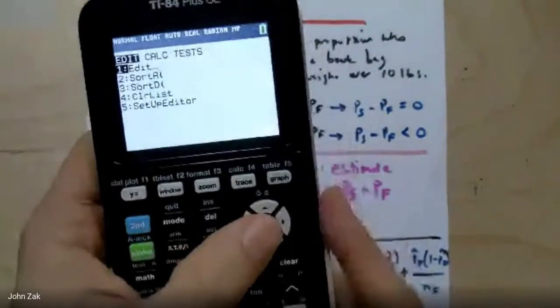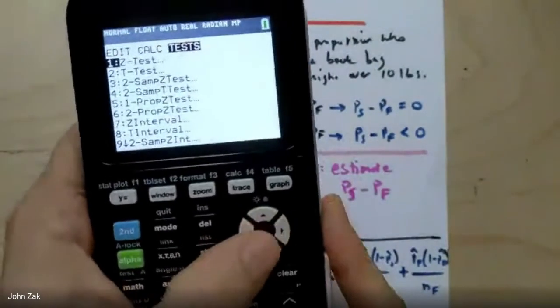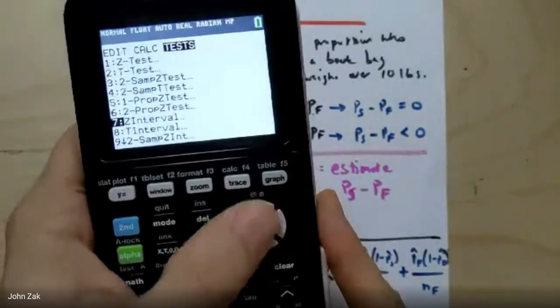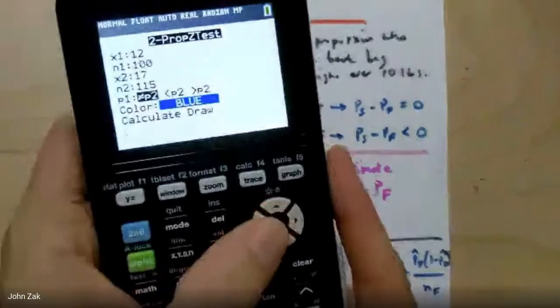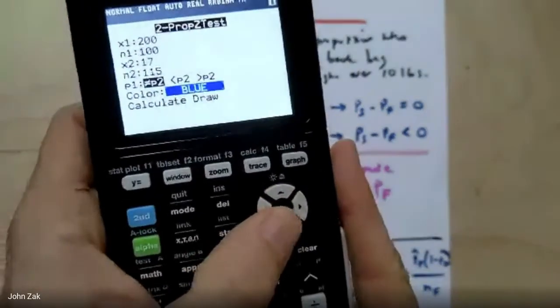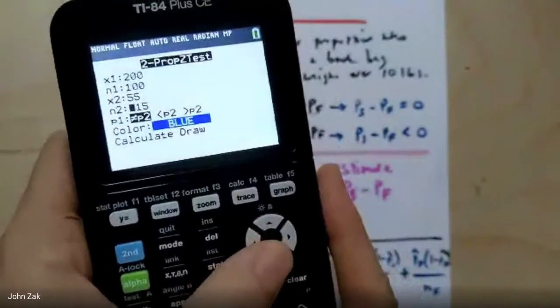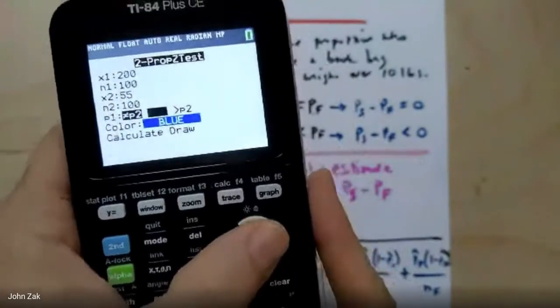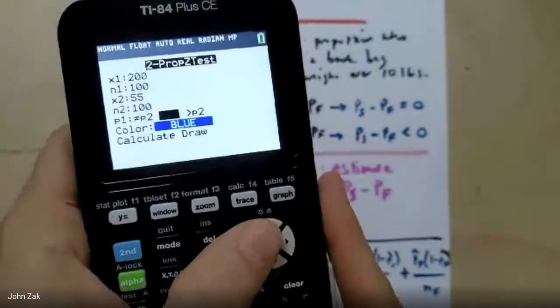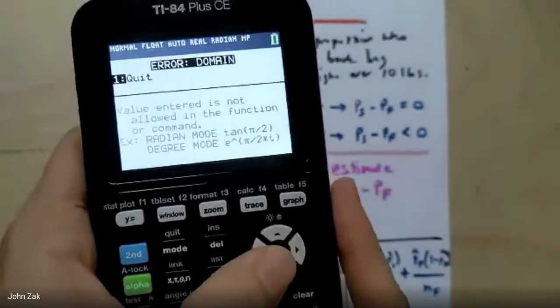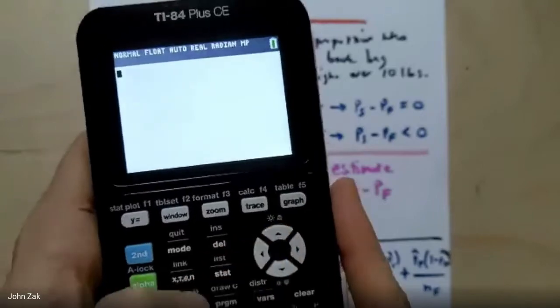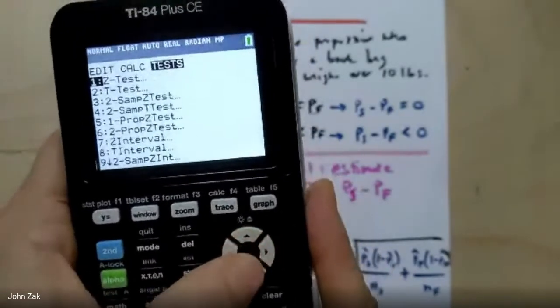So if I say I did a test first, I could go to test and I could go to 2 prop Z test, and I could put in these facts. So I had 20 out of 100 seniors, and then I had what did I say? 55 out of 100 freshmen. And I was trying to do a left tail test that the first one is less than the second. And I can hit calculate, domain error. What did I do? Someone tell me what I did.